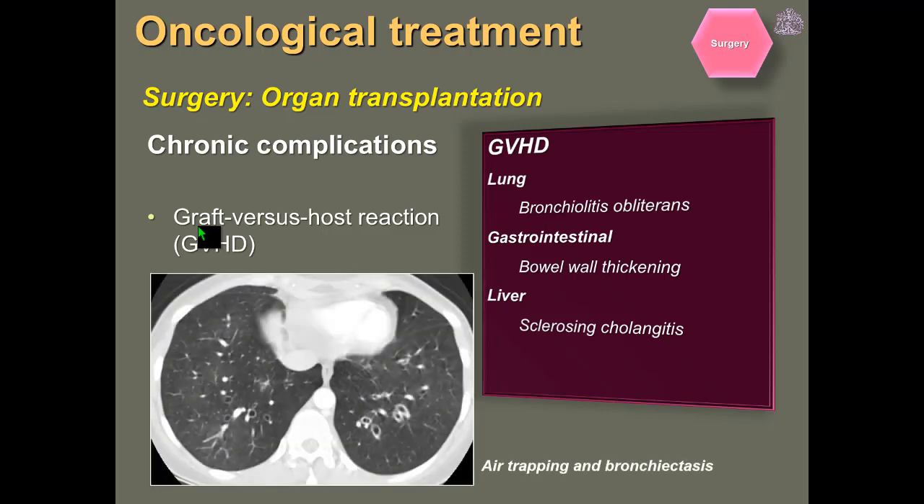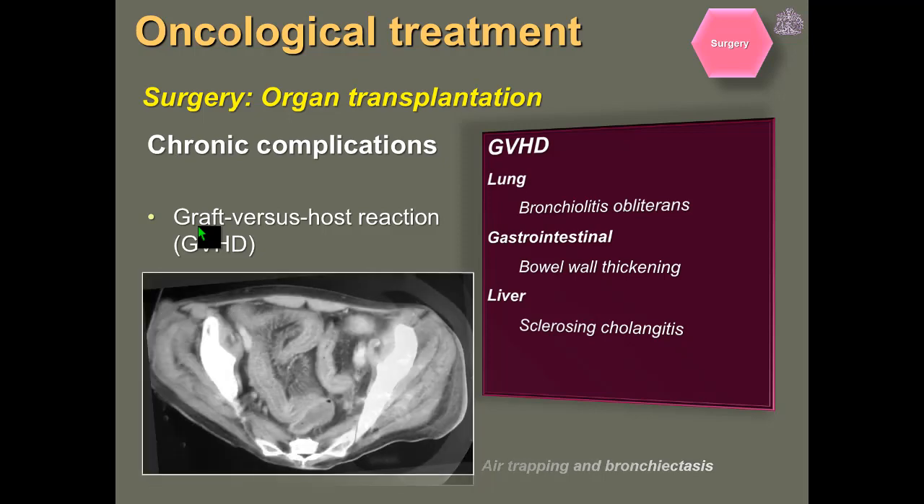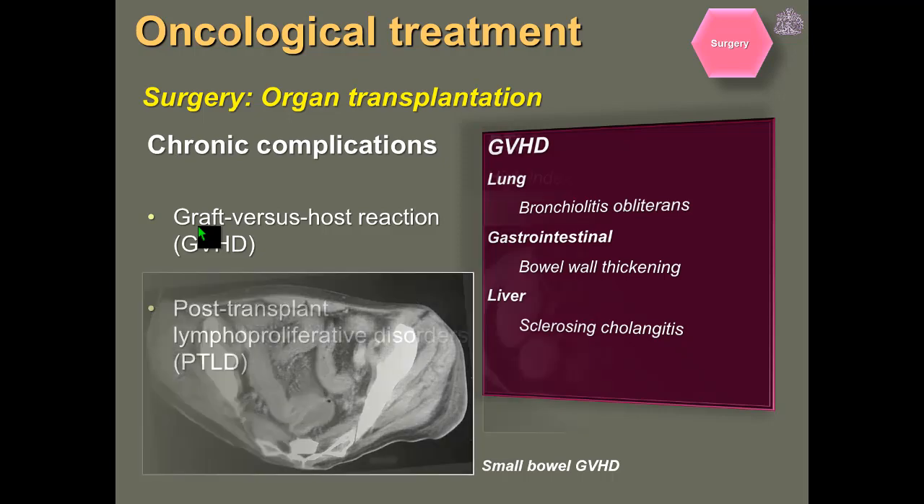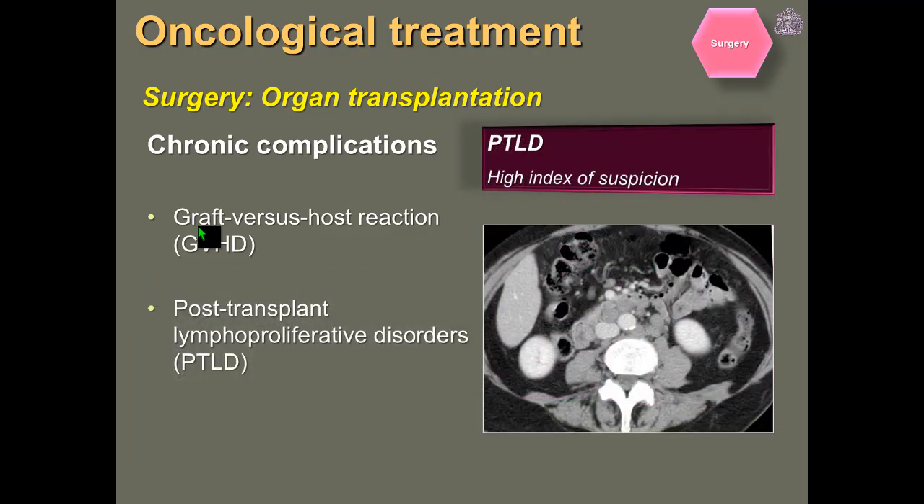So bronchiolitis obliterans may occur, and you may see evidence of airway dilatation and airway thickening, as well as air trapping. And in the gastrointestinal tract, this is quite common. You see non-specific thickening or diffuse thickening of the bowel wall, and also sclerosing cholangitis. I haven't got an example here, but you can also, on MRCP examination, look for the characteristic intrahepatic biliary strictures.